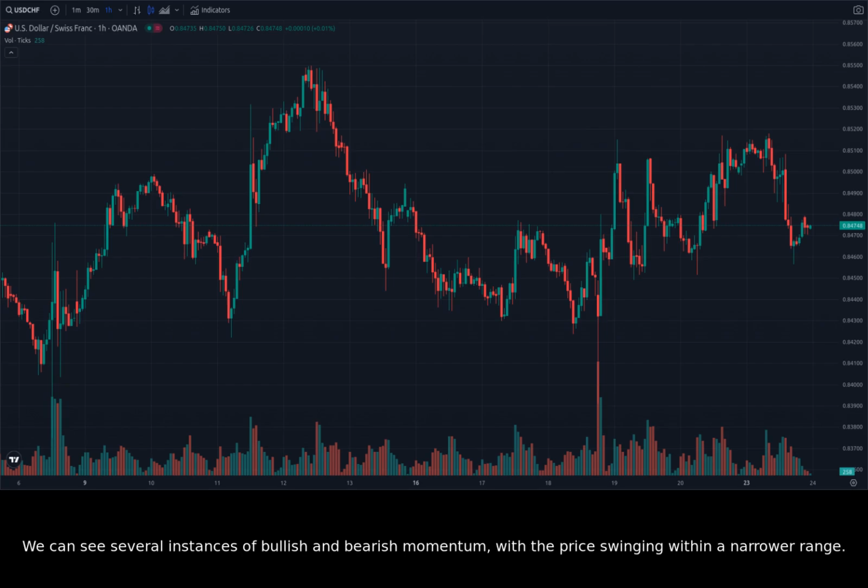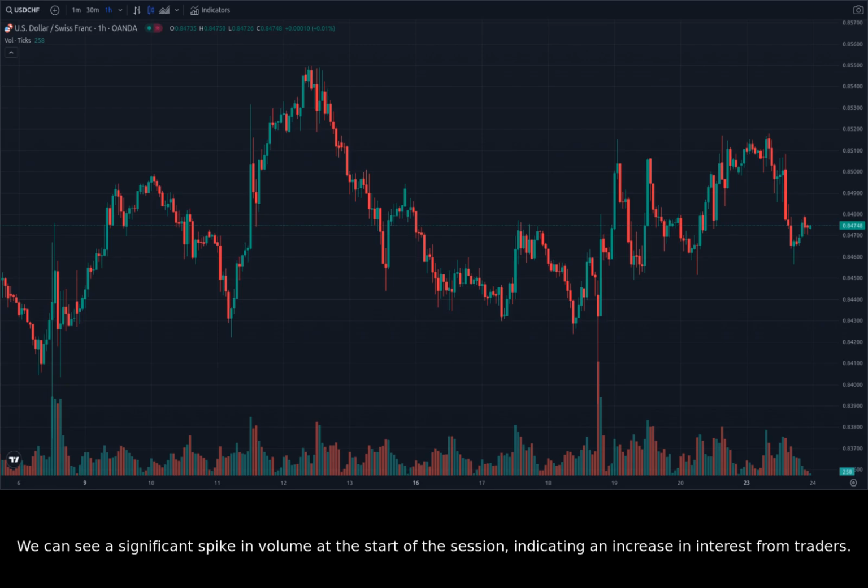We can see several instances of bullish and bearish momentum, with the price swinging within a narrower range. Let's zoom in on the past 24 hours of trading to gain further insights into the short-term dynamics.